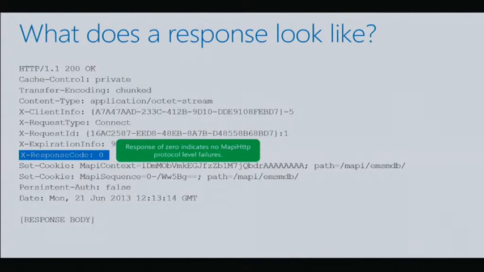Most of the failures are returned in the X response code. So from a MapiHttp perspective, if you get a 0, it means the server received your request, had no problem with it, was able to parse it, and had no issue with the actual request. So from a protocol transport perspective, your request is good.